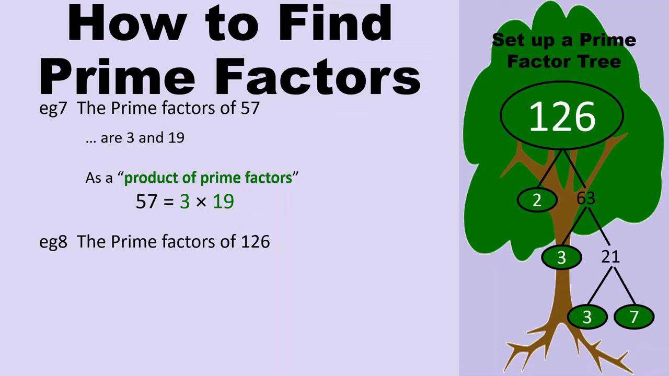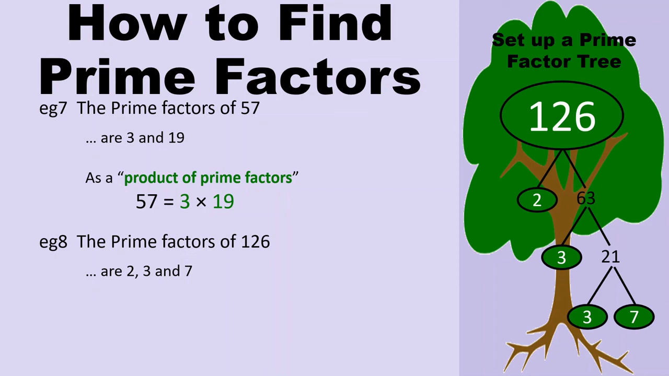And 7 is a prime number. You can check by seeing if it divides by any of the prime numbers smaller than it. It doesn't divide by 2. It doesn't divide by 3. It doesn't divide by 5. So 7 is prime. So 126 has got the prime factors 2, 3, and 7.